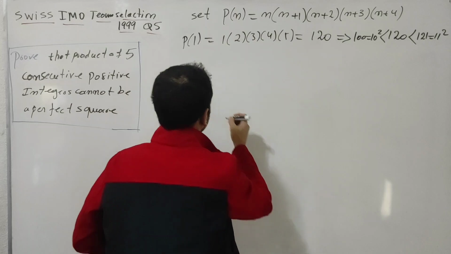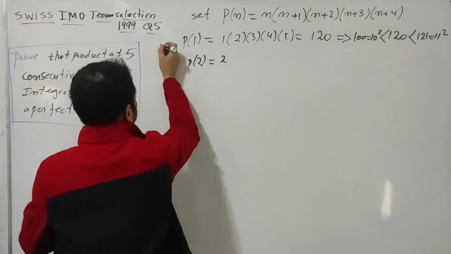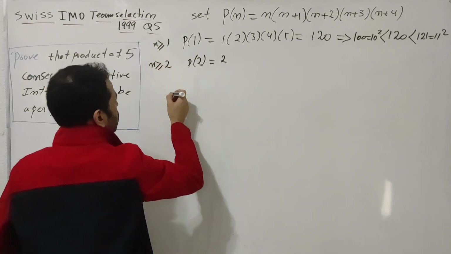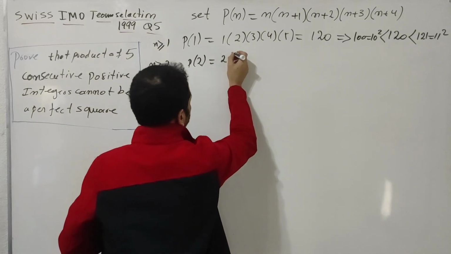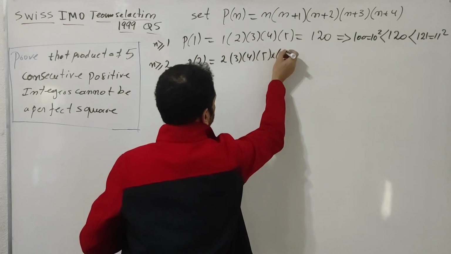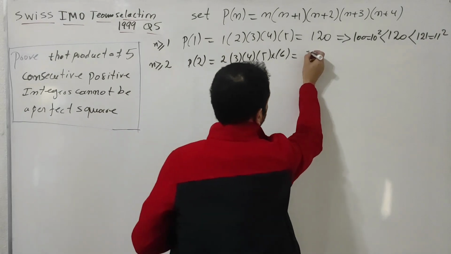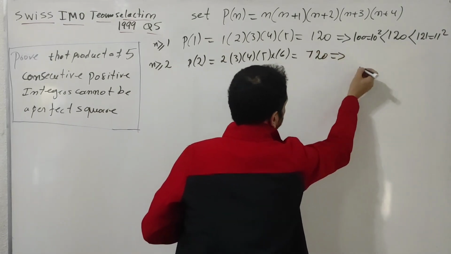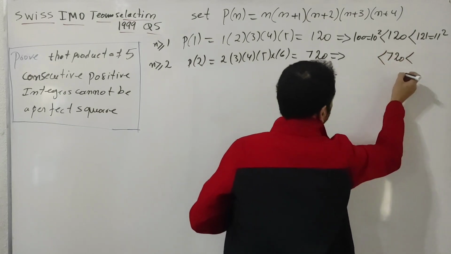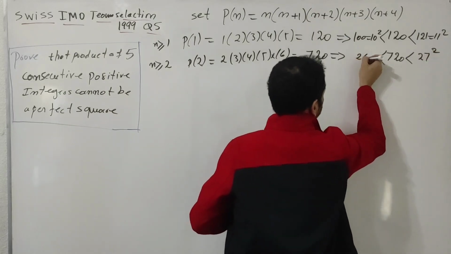Let's pick up another number. P of 2, for all n greater than or equal to 2, equals 2 multiplied by 3 multiplied by 4 multiplied by 5 multiplied by 6. These are the consecutive numbers. This one is given as 720. 720 is between 26 squared and 27 squared.